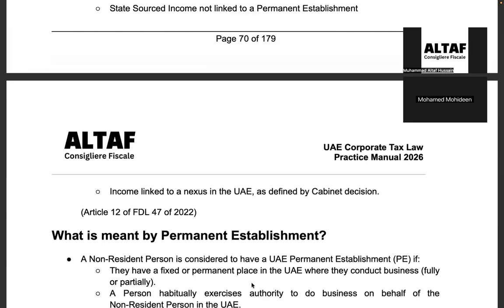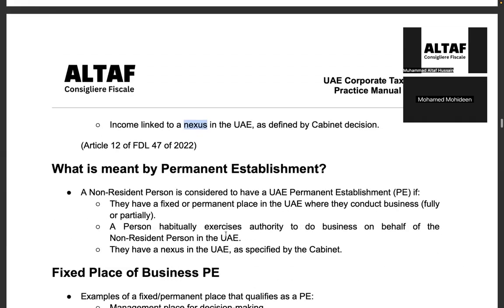And the third category, which is being highlighted separately, is income linked to a nexus, as we discussed earlier. Now, the funny part is that right now in UAE, the definition or concept of nexus for corporate tax is very limited. So we are safe. We don't have to go into complications. We're going to see that soon, what this word nexus means for the purposes of UAE corporate tax right now. It may change in future.